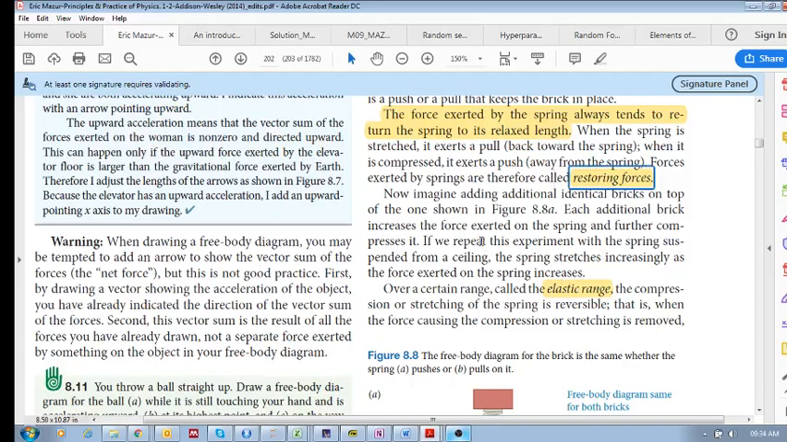If you want to compress it, it wants to resist you. If you want to stretch it, it wants to resist you. So it's always trying to move back to its relaxed length. This is a very important point.